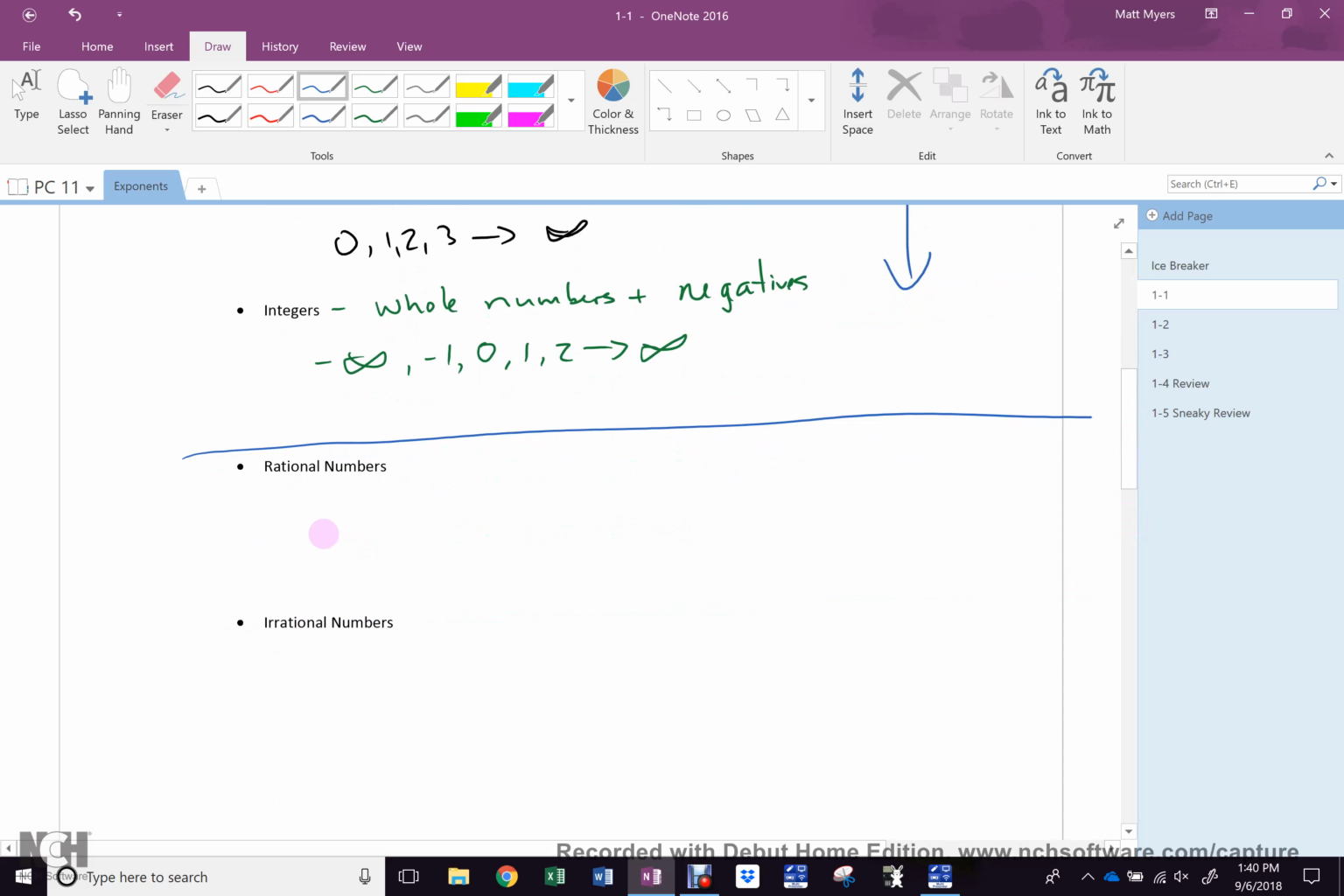Now, these two are where the rules change slightly. Rational numbers are all fractions. But there's some rules. They have to be written like this, x over y, and x and y must be integers. And y cannot equal 0. You're not allowed to have 0 on the bottom of a fraction, and x and y have to be integers if you're a rational number.